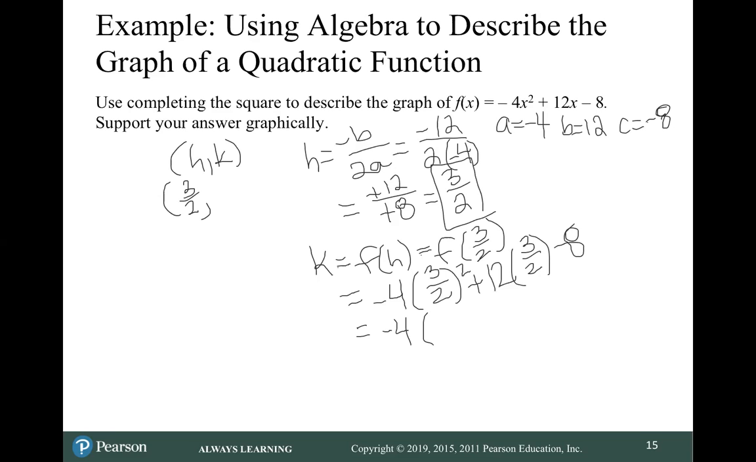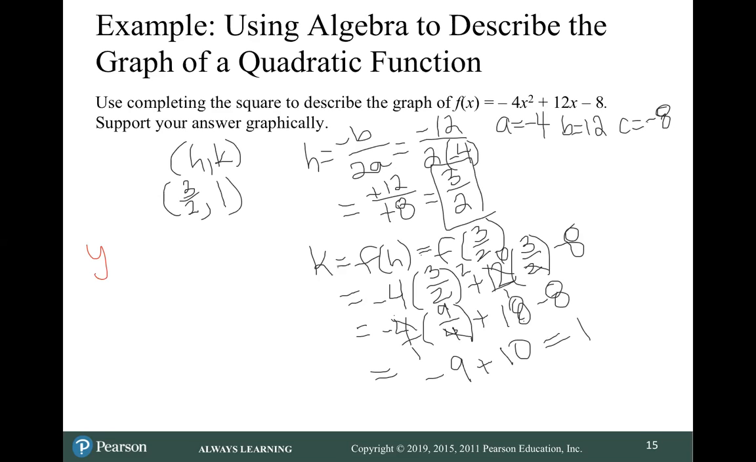Negative 4, if I square a fraction, I square the numerator and the denominator. That's 9 over 4 plus 12 over 1. So I'm going to reduce that. 6 times 3 is 18 minus 8. The 4 over 1 reduces, so that's negative 9 plus 18 minus 8, which is 10, gives me 1. Okay, so let's see if we can put this into vertex form.